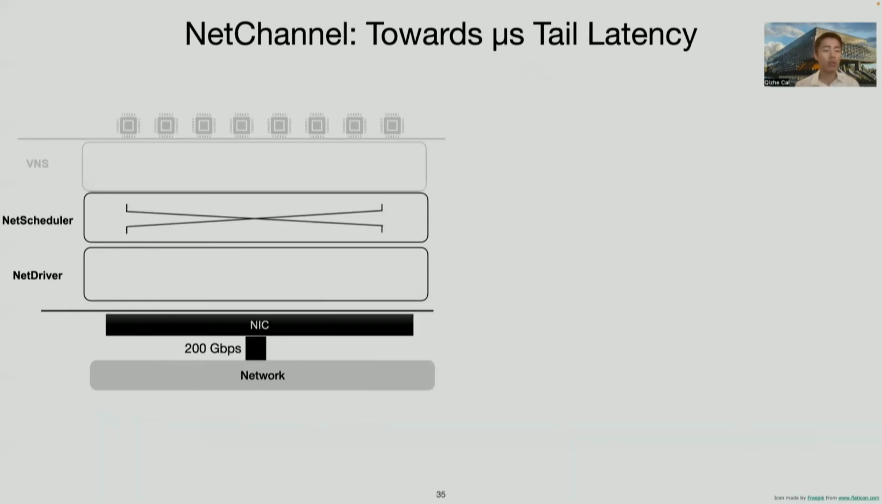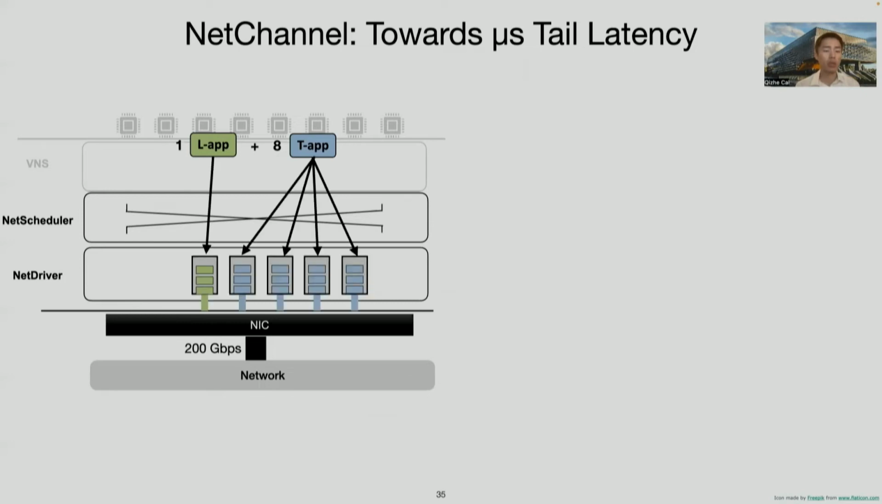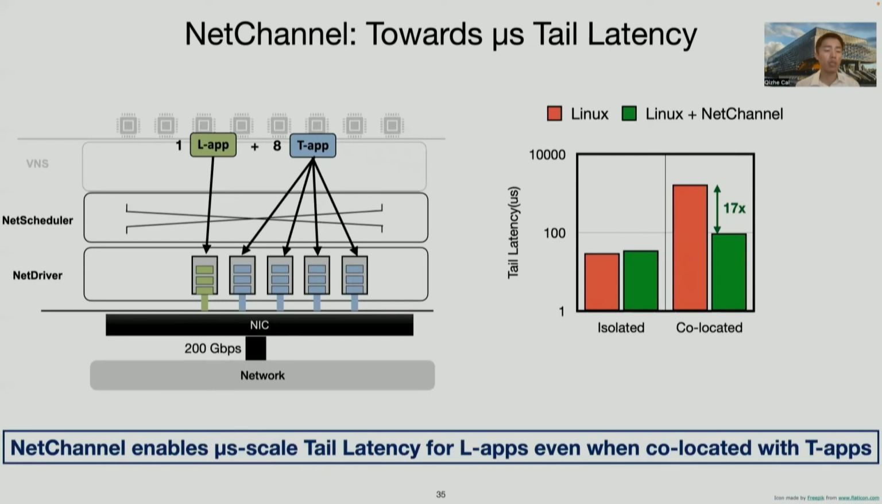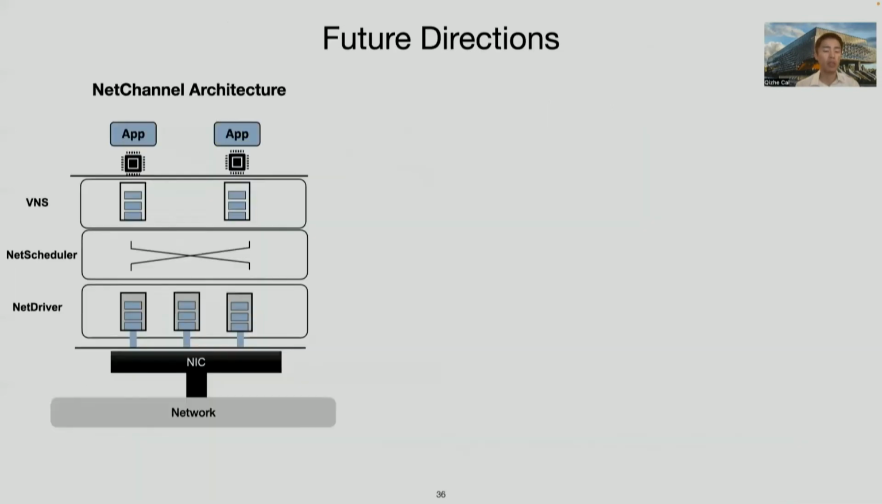To show NetChannel's performance isolation benefit, we co-located one LApp and 8 TApps on the same NUMA node. Here, NetChannel creates separate channels for LApp and TApps processing and maps them to different CPU cores. This allows us to separate network layer processing of LApp from the TApps and hence enables significantly lower tail latency of the LApp. Here, it's able to maintain microsecond scale tail latency even in the co-located case.